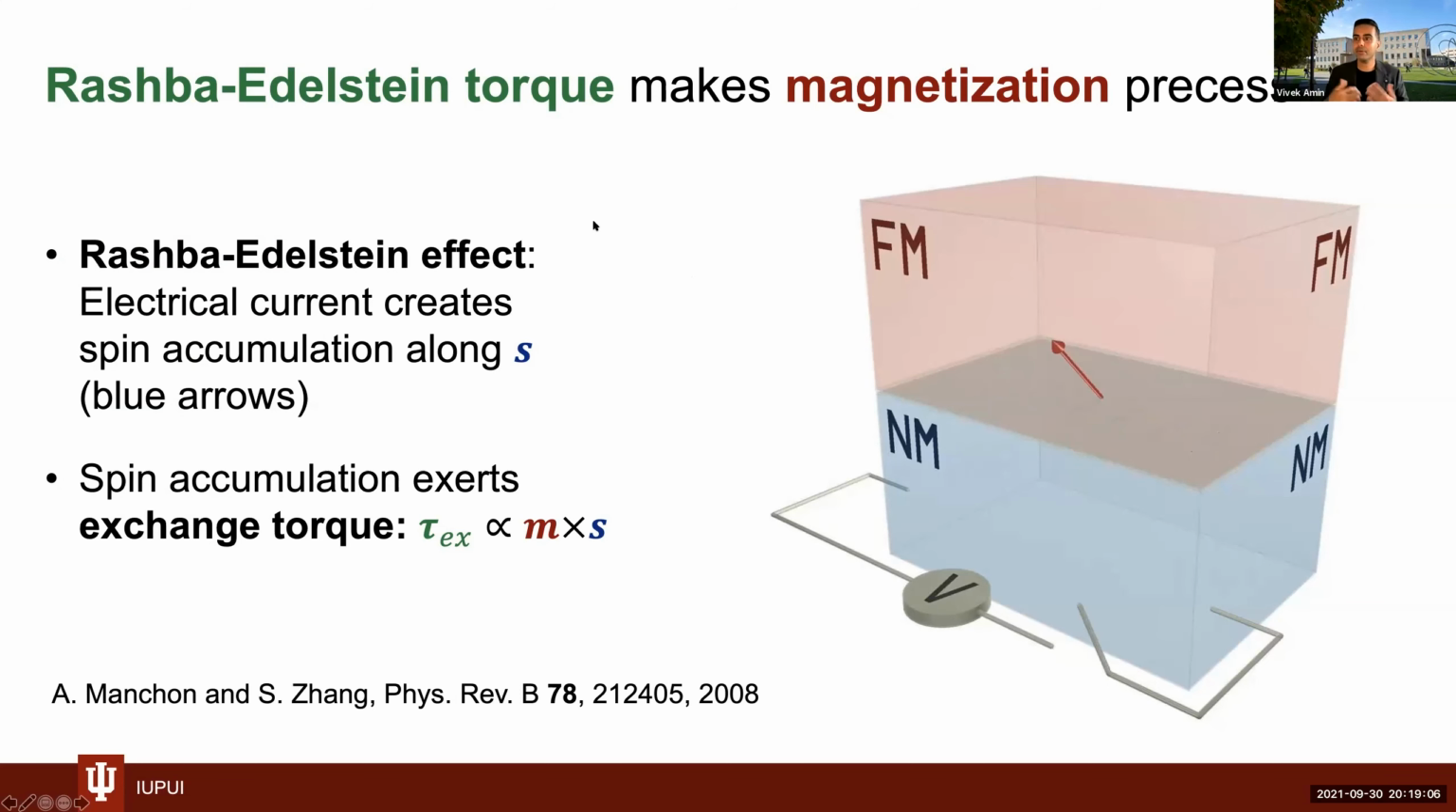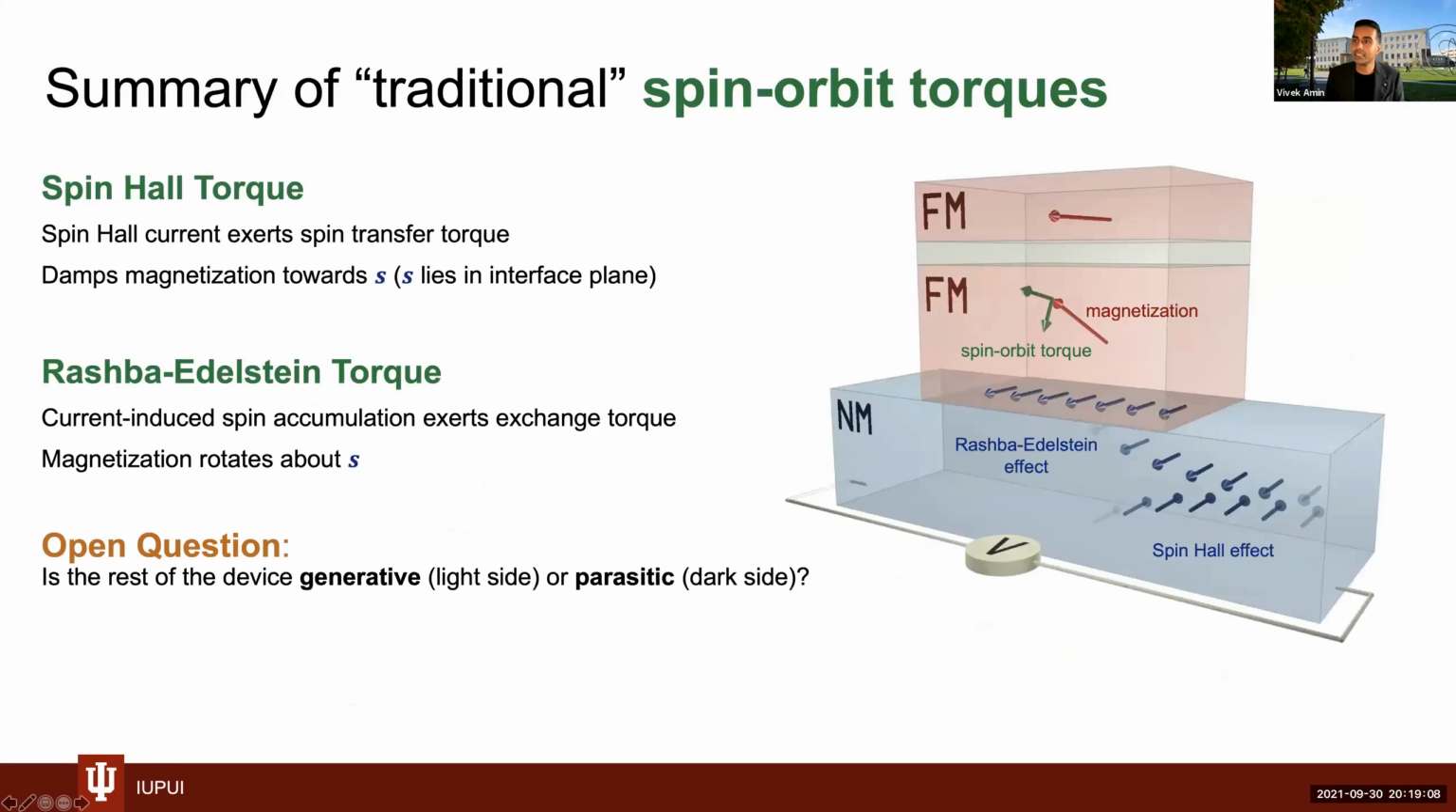Okay, so let me then summarize these traditional spin-orbit torques. So we have this spin Hall torque, which results from this bottom non-magnetic layer creating a spin current that flows into the ferromagnet and exerts a torque. That is one way of manipulating the magnetization of the ferromagnetic layer. Another mechanism is this Rashba-Edelstein torque. You turn on the electric field and you get a spin accumulation at the interface, and the magnetization precesses around that spin accumulation. And this creates two different directions of torque. The spin Hall torque damps you to the direction of the incoming spins. The Rashba-Edelstein torque creates a precession.